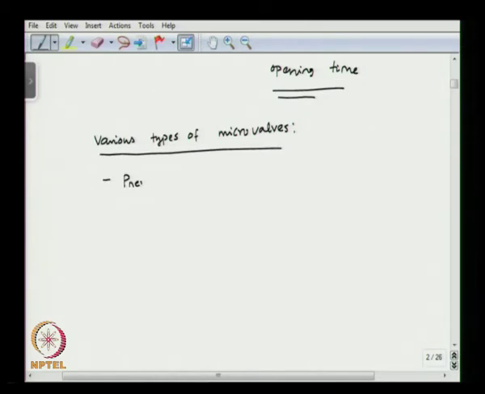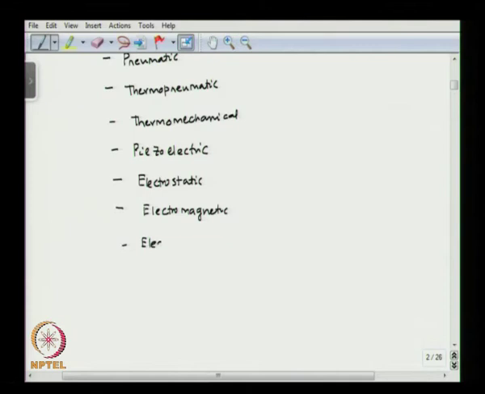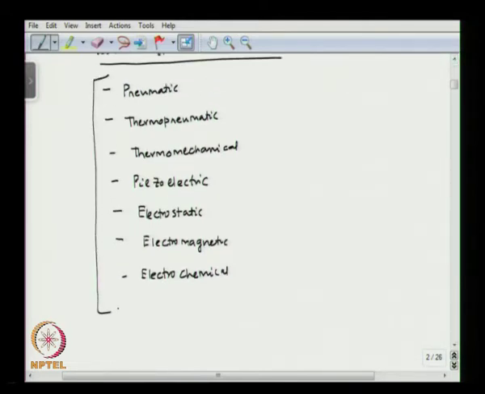So, one is pneumatic, which uses the principle of external pressure. Then you have thermopneumatic, which uses external heat to generate pressure inside. Then we have thermomechanical, which uses external thermal energy to generate mechanical energy. Then piezoelectric, then we have electrostatic, then electromagnetic, and electrochemical. Okay. So, we will be discussing each of these types of microvalves.